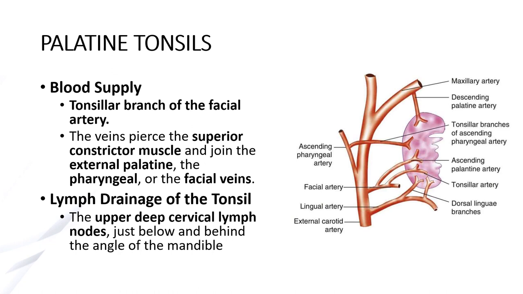Okay, for the blood supply of the tonsils, the primary blood supply is the tonsillar branch of the facial artery. So again, we have the external carotid artery here, and then we have the facial artery here, which will give off a branch to the ascending palatine artery and the tonsillar artery. Okay, so the veins pierce the superior constrictor muscle and join the external palatine, the pharyngeal, and the facial veins. And the lymph drainage of the tonsil is the upper deep cervical lymph node, much like the pharynx, like we mentioned earlier.